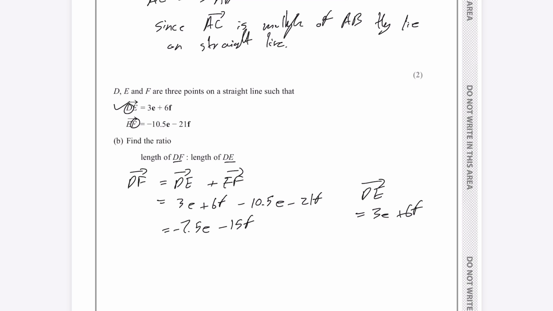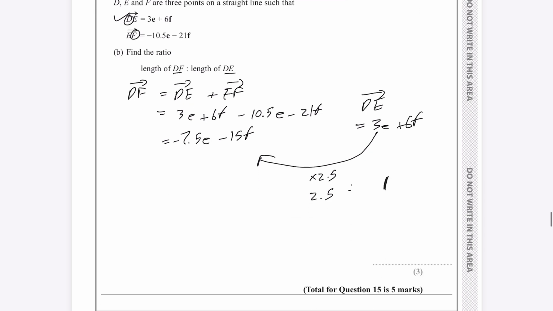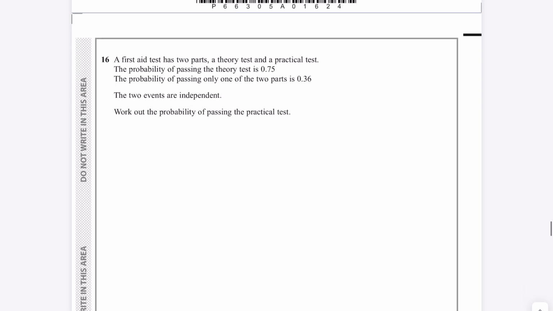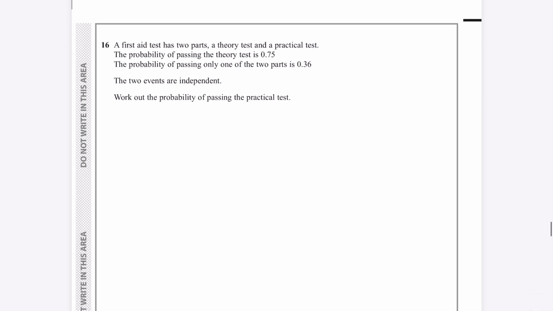Comparing these two, you can see that to go from here to here, we essentially times by 2.5. So if this was 1, this would be 2.5. And that's the ratio. And if you want to write that as whole numbers and not decimals, we can times each side by 2. So that'll be 2 and 5 there. So 5 to 2. So moving on to the next one.